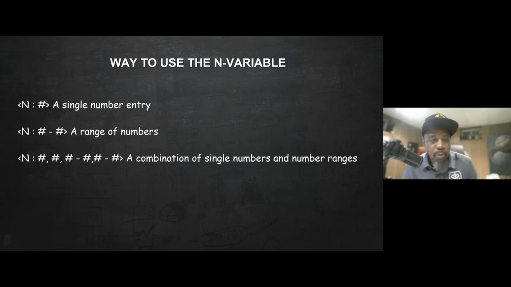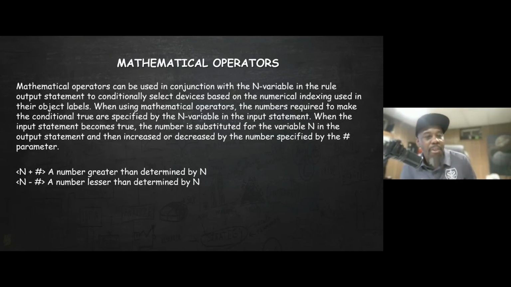So 1, 3, 5 through 7, 9 through 11. You could also define it that way as well. The n variable is also a mathematical operator that can be used in conjunction with the rules on the output statement to conditionally select devices based on a numerical index used in their object label. When using numerical mathematical operators, the numbers required to make the conditional true are specified by the n variable in the input side.